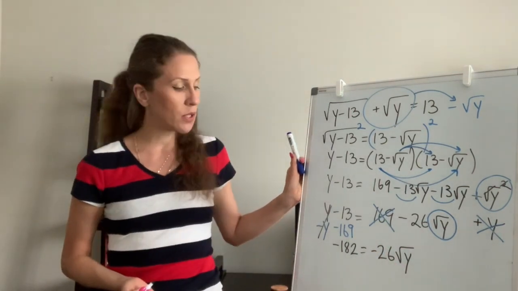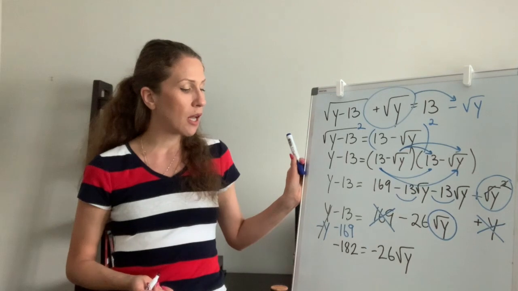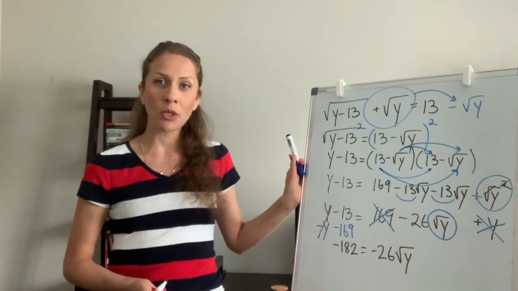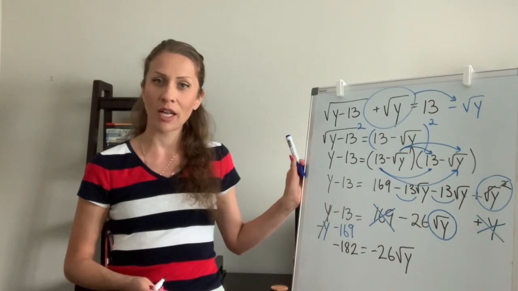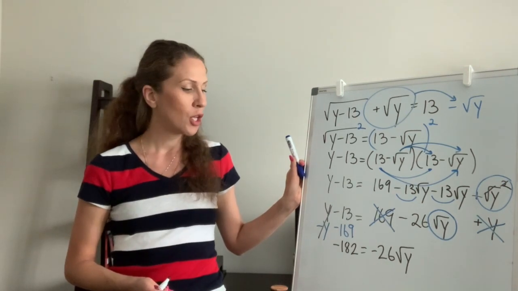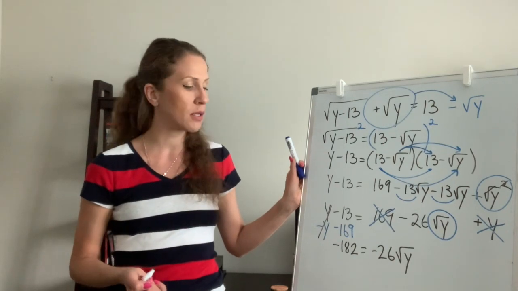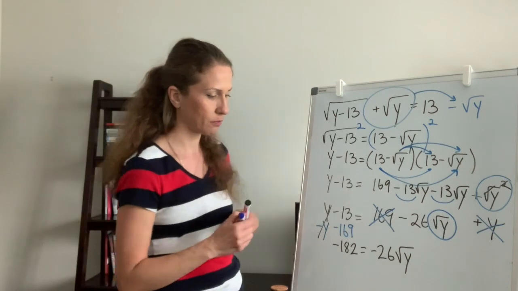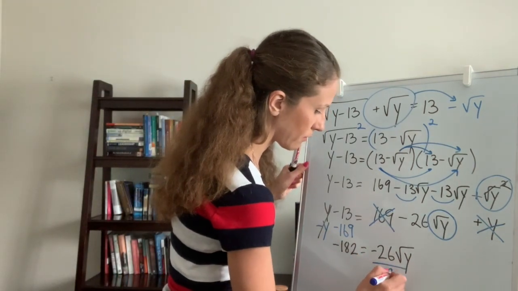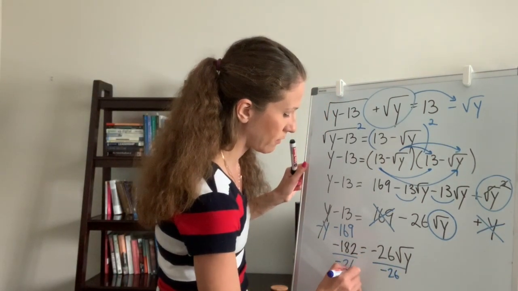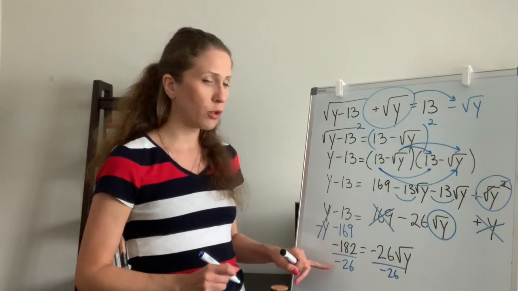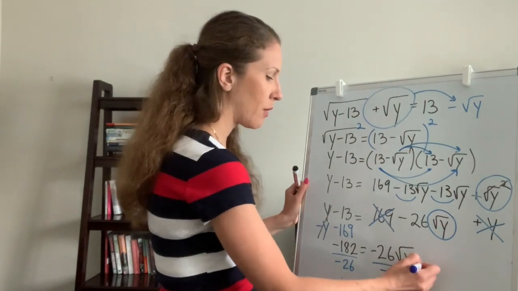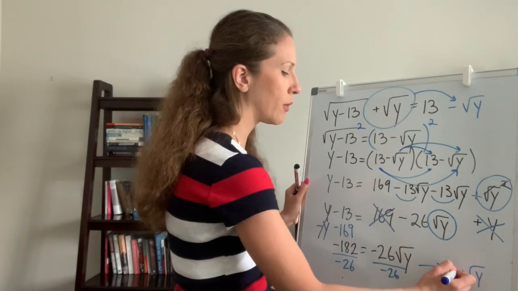Well, we're almost done with getting that radical y by itself. The only thing that stops us is the negative 26. To remove it, we need to ask ourselves, how is it attached to my radical? And it's attached by multiplication. So we'll do the opposite of what I see, divide both sides by the negative 26. Negative 182 divided by negative 26 is 7, positive. So now we have square root of y equals 7.